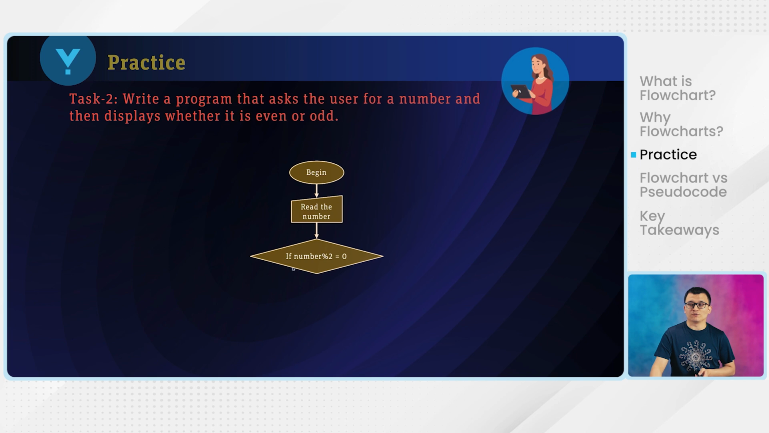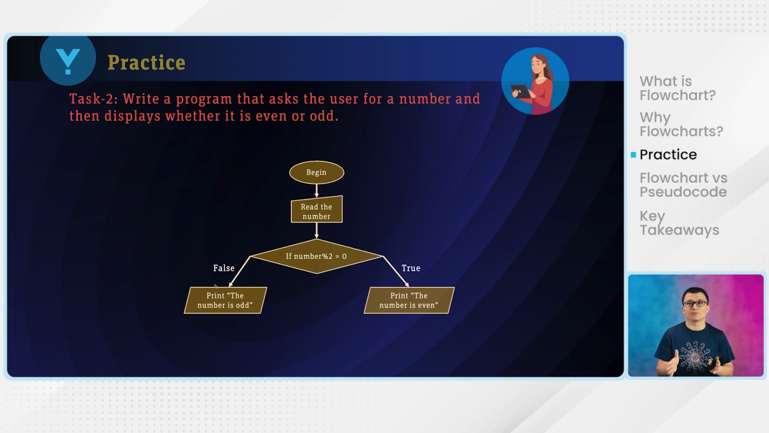Okay, so if this number is even, then the output should be even. For the output we do have this parallelogram. Parallelogram can be used for displaying the output. So if this condition is evaluated to false, that means it is an odd number. But if it is evaluated to true, that means it is an even number. So two possible outputs that we need to display. That's why we have two parallelograms.